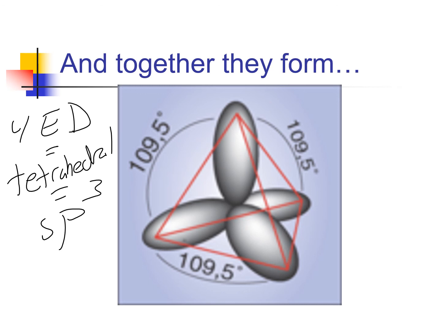Don't make it harder than it has to be. Anytime we see 2 electron domains, that's linear, that's sp. I see 3 electron domains, that's trigonal planar, that's sp2. I see 4 electron domains, that's tetrahedral, that's sp3. Doesn't matter how many of those electron domains are bonding or non-bonding. Does not matter.